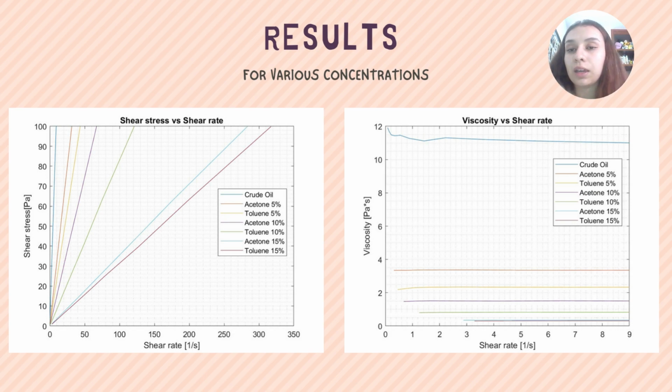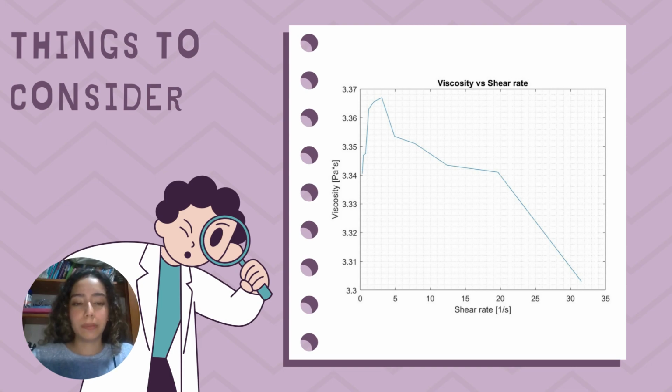And among all the samples made, the sample that had the lowest viscosity value was the crude oil with 15% toluene added. Due to the equipment used, there are peaks in the graph of viscosity versus shear rate. However, they are not significant since the scale at which they can be observed is very small.